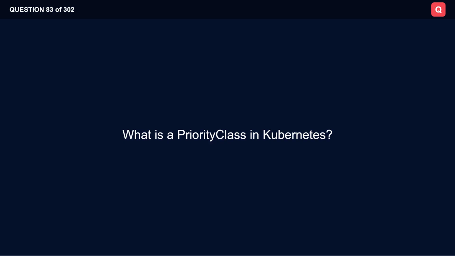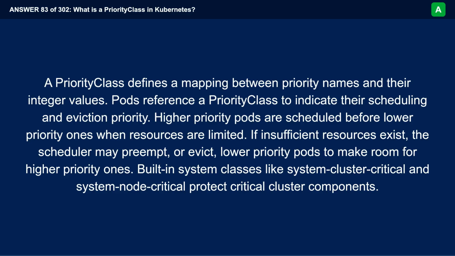What is a priority class in Kubernetes? A priority class defines a mapping between priority names and their integer values. Pods reference a priority class to indicate their scheduling and eviction priority. Higher priority pods are scheduled before lower priority ones when resources are limited. If insufficient resources exist, the scheduler may preempt or evict lower priority pods to make room for higher priority ones. Built-in system classes like system-cluster-critical and system-node-critical protect critical cluster components.